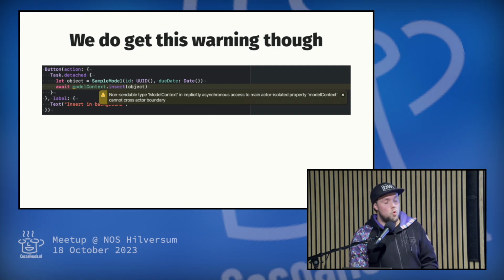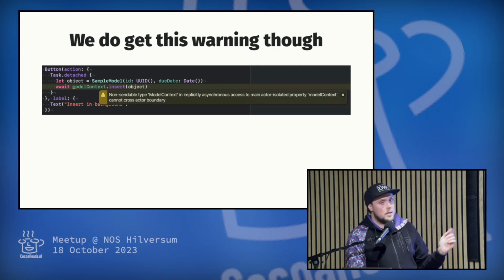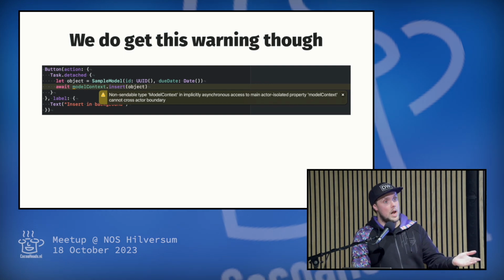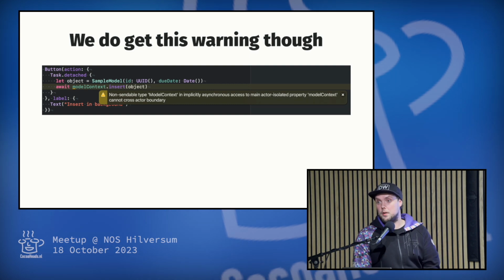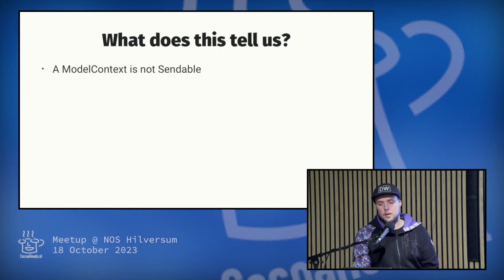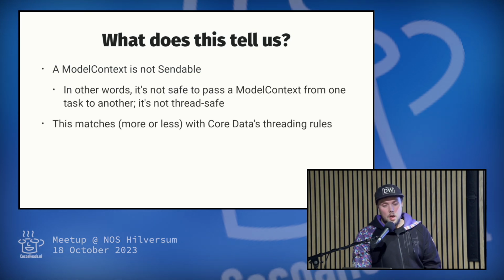So in normal-ish English, that means that model context is not safe to be passed around between different threads, tasks, or actors. And since we were on the main actor before, and now we're very much not on the main actor, we shouldn't be grabbing model context from the main actor and pulling it in here. But the code doesn't crash necessarily. So what does this tell us? The model context is not Sendable. In other words, we can't just pass it around across thread boundaries and task boundaries and expect it to work well. And this matches with Core Data's threading rules.